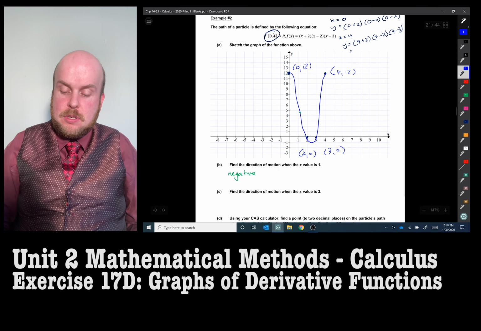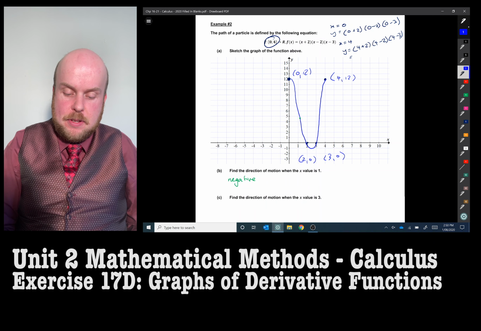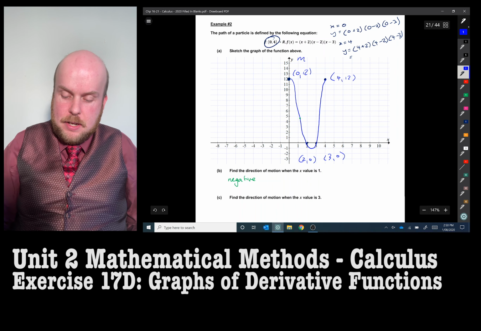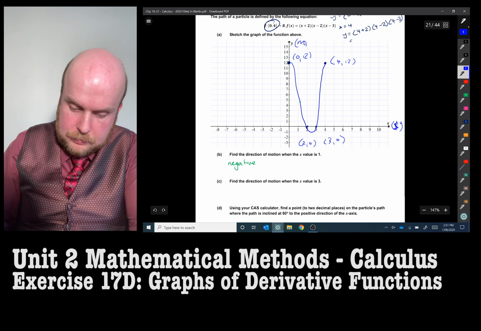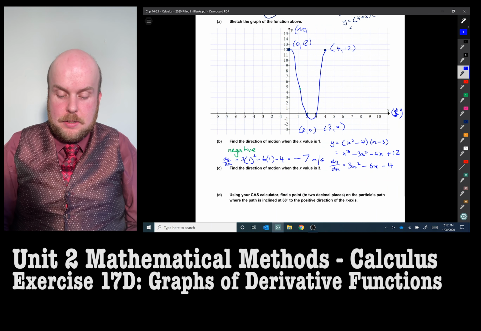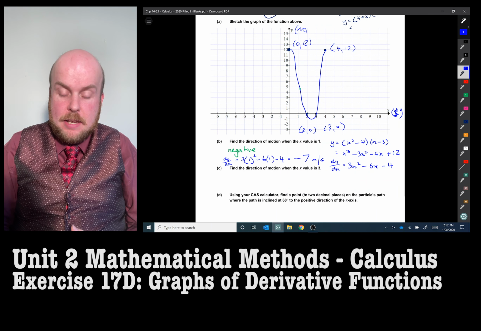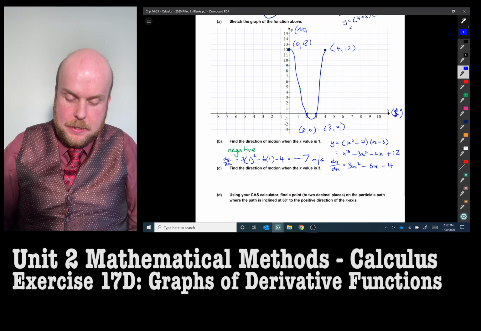But if we want to give more detail, it says here the path of a particle defined by the following equation. So I'm going to assume this is meters over time here in some sort of seconds. So the direction of motion is negative and it's moving at -7 meters per second.